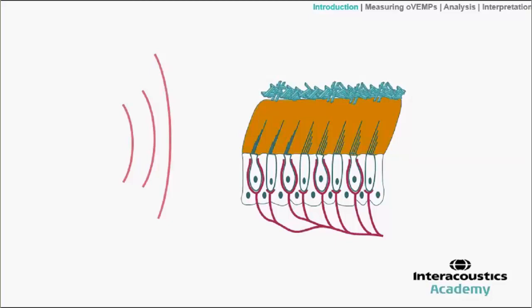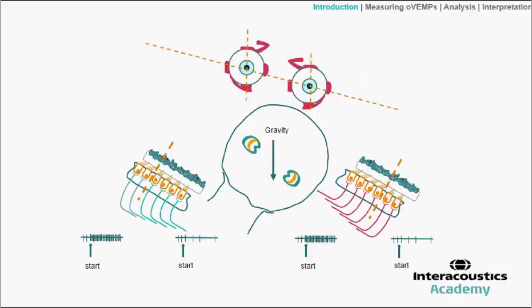And another important feature is that the VEMP that we trigger with sound isn't typically a physiological response. Here is a physiological response of the otoliths, in this case to a tilt of the head. We can see the head is tilted to the right, and that triggers an otolithic response in both the right and left utricles, and the resulting activation of the vestibulo-ocular reflex will drive the ocular counter roll.